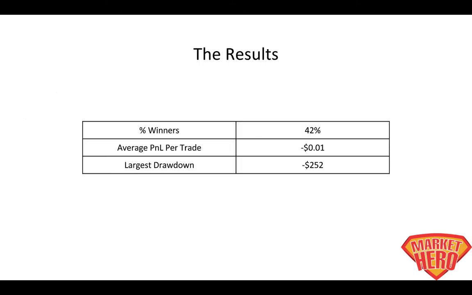Here are the results. We were right about 42% of the time, and the average P&L per trade was nothing, right? Our largest loss was $2.52, which means the most we paid for this was $2.52. This calendar spread benefits from, number one, a decrease in price, and number two, an increase in implied volatility, and that hasn't happened a lot over the last 14 years or so, right? This is not a profitable strategy.